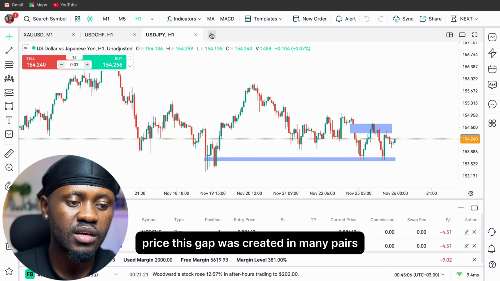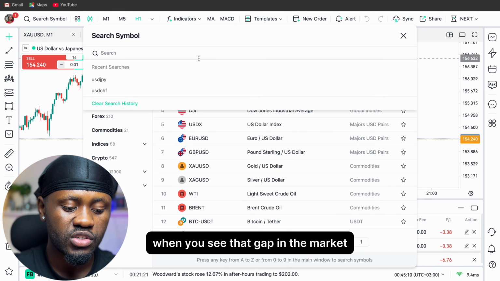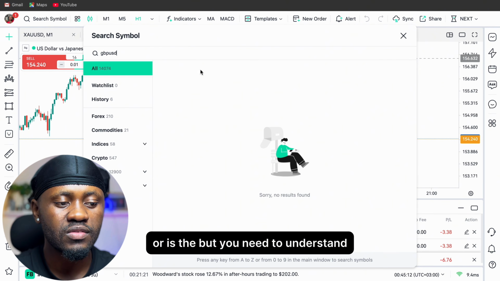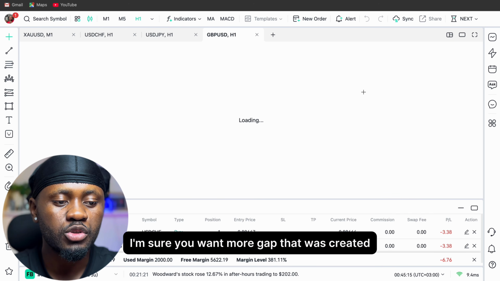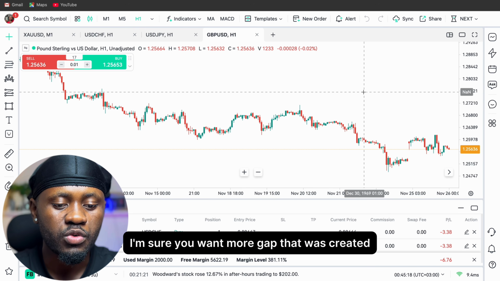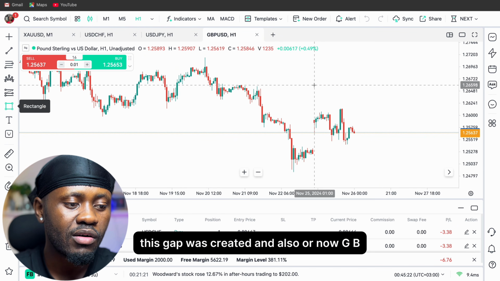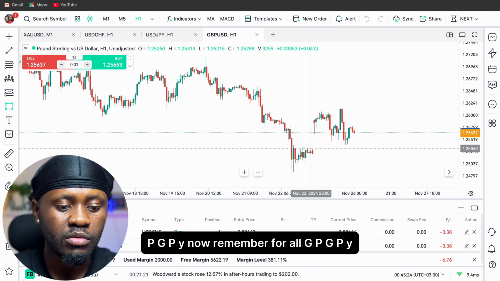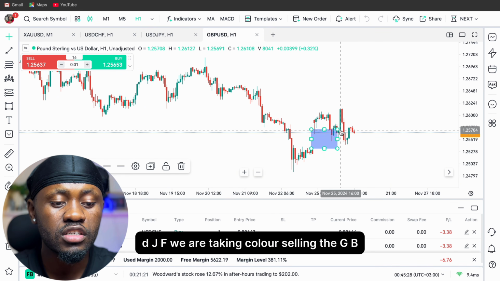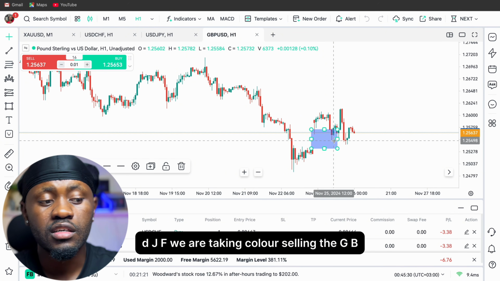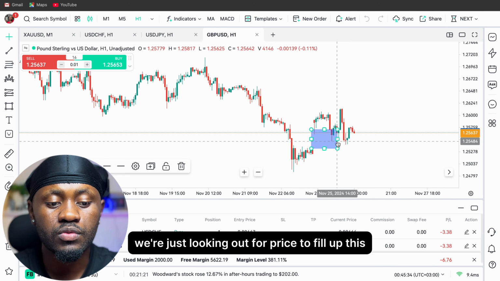This gap was created on many pairs today. So when you see a gap in the market, always take advantage, but you need to understand how price goes back and fills it up. I'm showing you one more gap that was created today. As you can see right here, this gap was created on our GBP JPY. Now remember, if we are buying the USD CHF, we are technically selling the GBP JPY. So here, we're just looking out for price to fill up this gap.